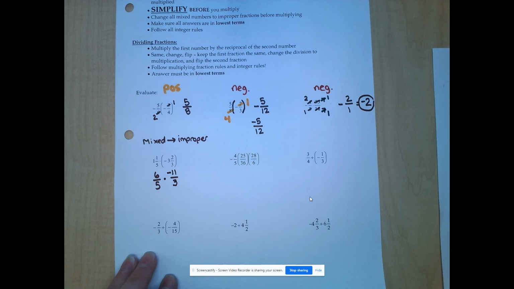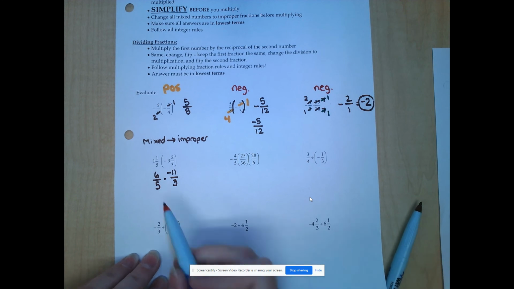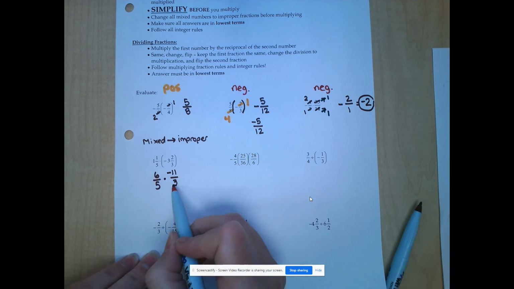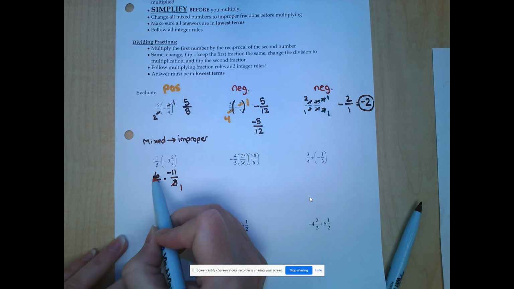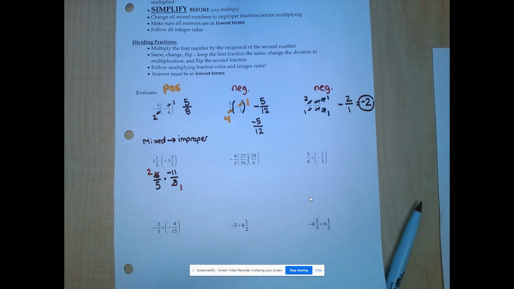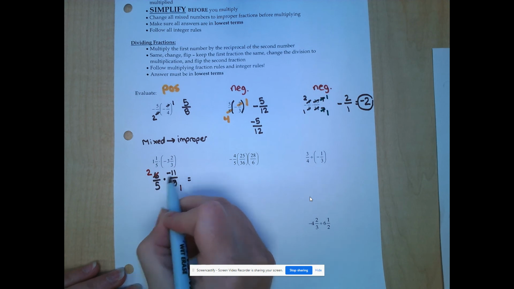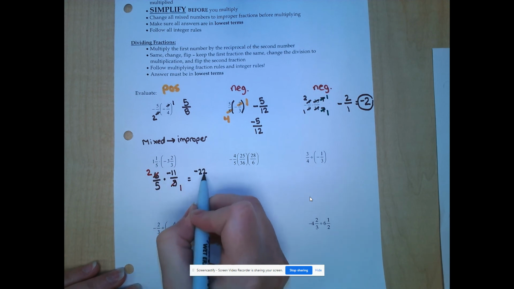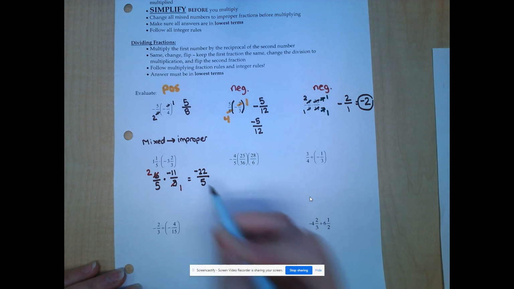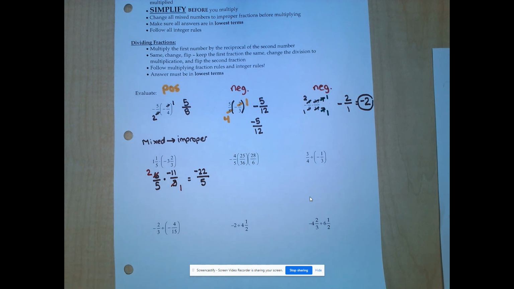So once I change from a mixed number to an improper fraction, I still want to check and see, is there any simplifying, anything that I could do? And I noticed that 6 and 3 are both divisible by 3. So 3 divided by 3 is 1, 6 divided by 3 is 2, and I can multiply the numerators. I had a negative and a positive. The signs were different, so it is -22 over 5 times 1 is 5. You can leave it improper. There's nothing wrong with an improper answer as long as it's in lowest terms. I simplified the problem, which means my answer's in lowest terms.